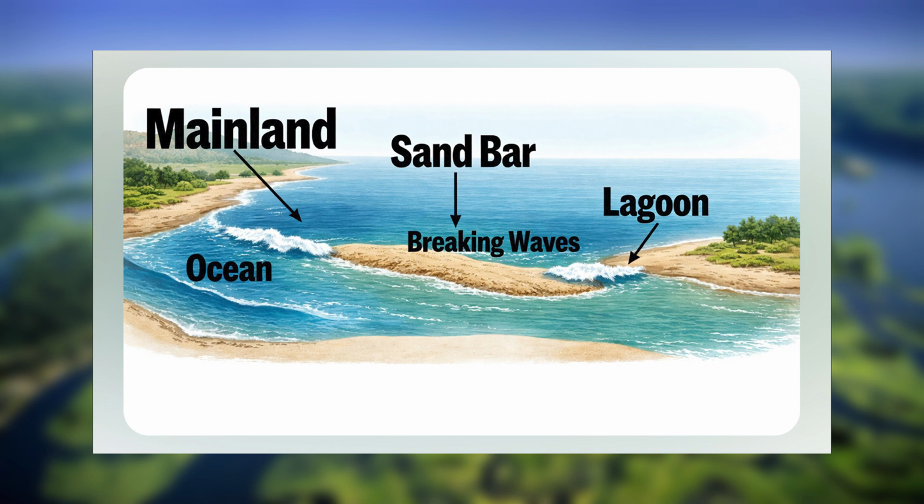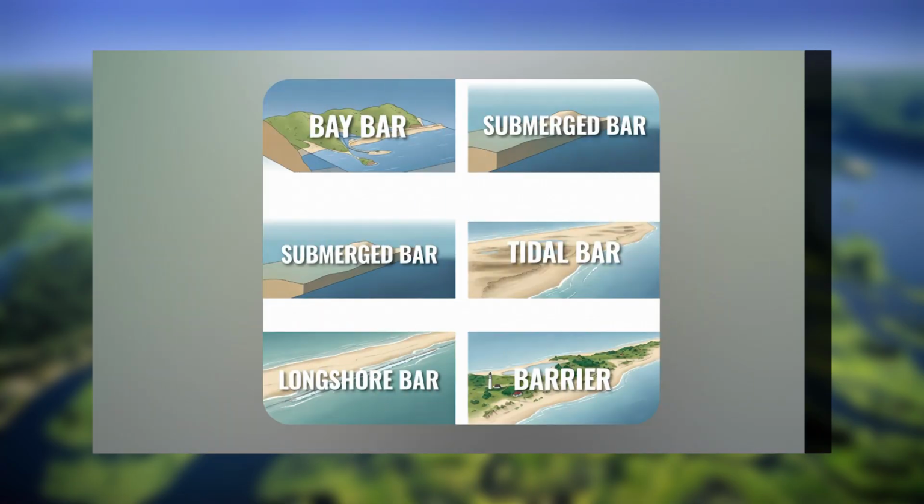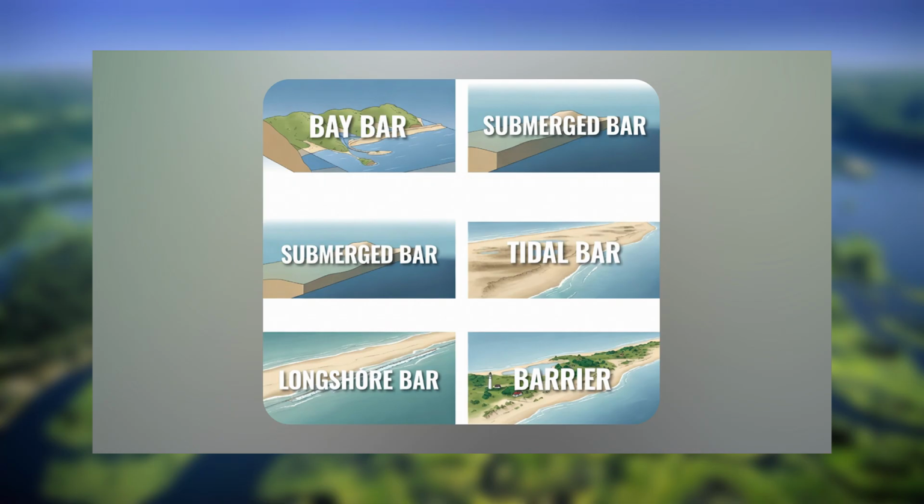Bars are created by waves and currents and can be connected to the land or may be located slightly away from the shore. Bars connecting two headlands are known as bay bars. When bars are permanently submerged under the water, they are called submerged bars, and when the rise and fall of tides covers and exposes them, they are called tidal bars. When bars are large and significantly prominent, they are referred to as barriers. A bar running parallel to the coast without touching it is known as a longshore bar or offshore bar.